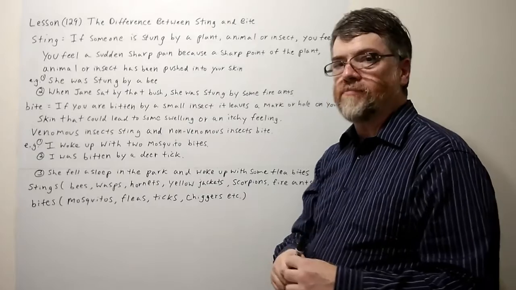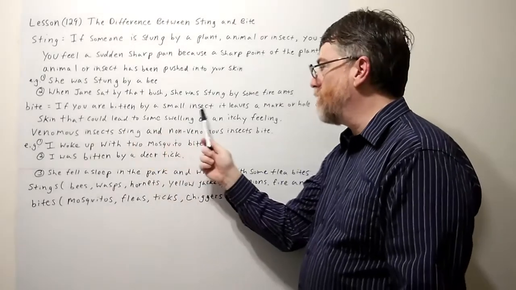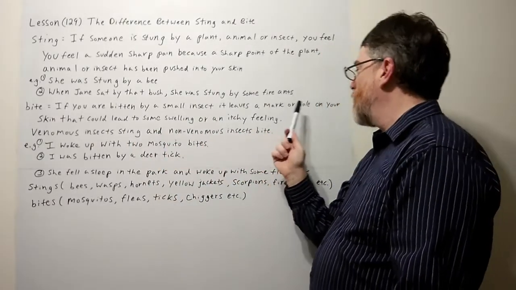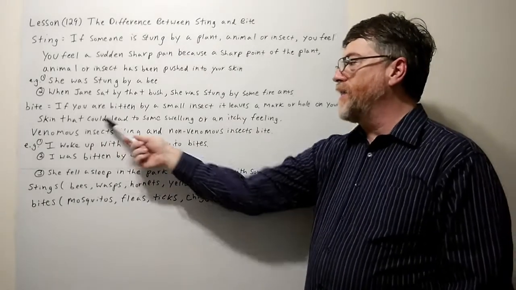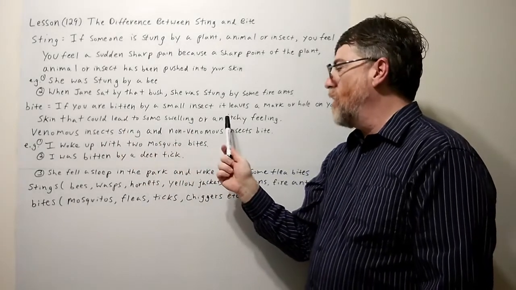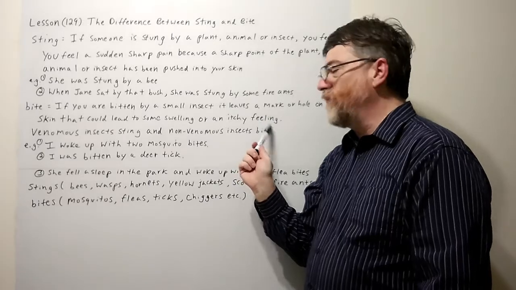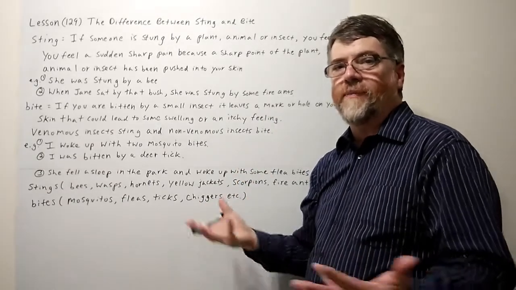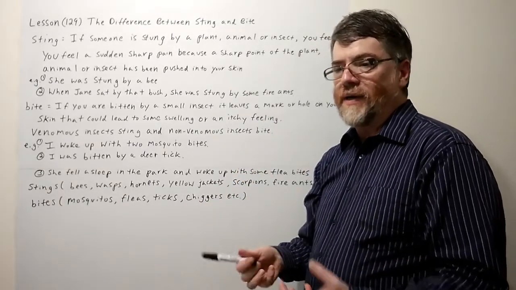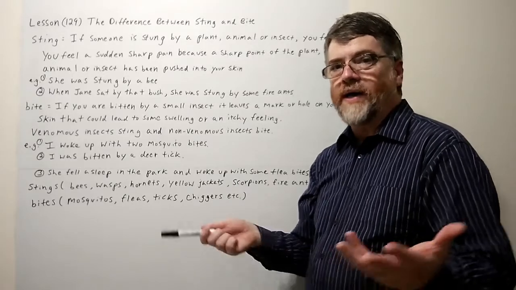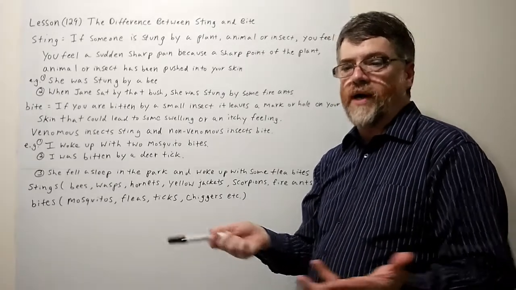All right, let's take a look at bite. If you are bitten by a small insect, it leaves a mark or hole on your skin that could lead to some swelling or an itchy feeling. Yeah, this is your typical sort of a bite. Again, a lot of times with bites, you may not notice it right away.